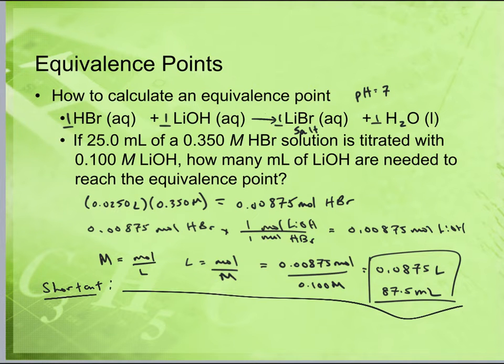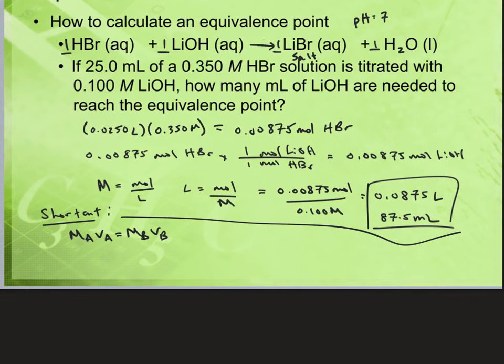It's really simple. The equation is this. MAVA equals MBVB. All the coefficients have to be 1. But the good news is pretty simple. The only thing that we don't know here, because it wants to know what is the volume of base, how many milliliters of LaOH, volume base. So I'm solving for VB.